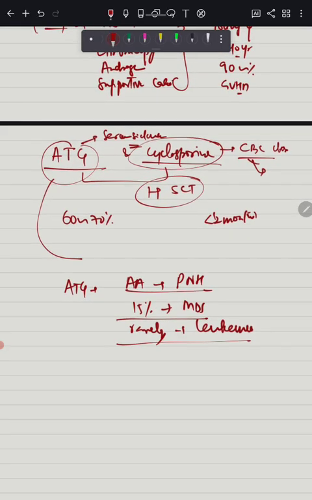Adverse reactions, as I already mentioned, one is serum sickness. Another is, cyclosporin can cause nephrotoxicity and hypertension. So complications of this chemotherapy: one is relapse, another is malignancy.